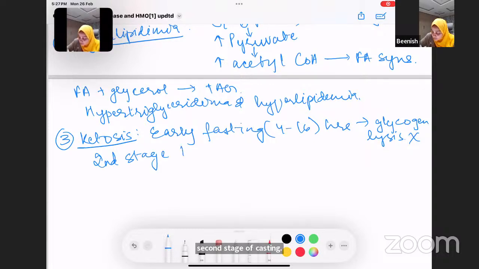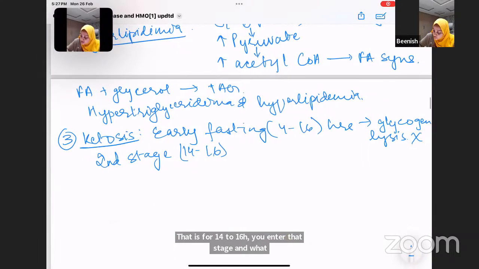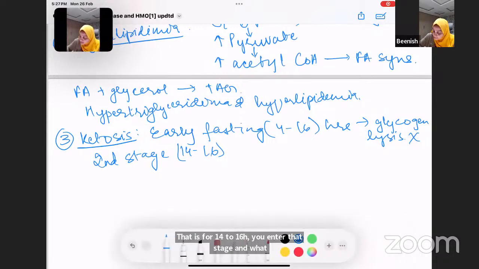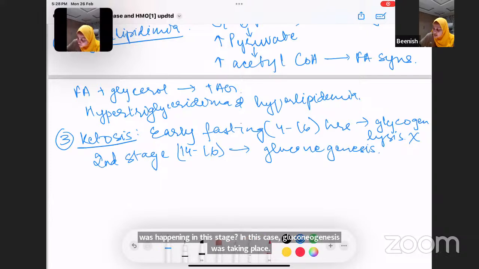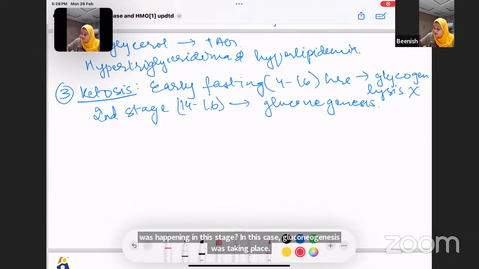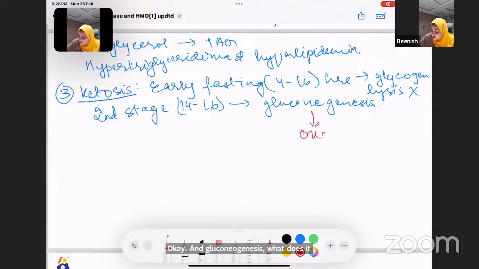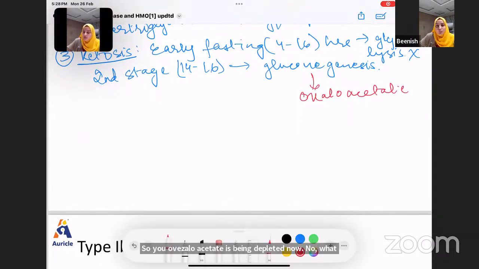That is from 14 to 16 hours. You enter that stage. And what was happening in this stage? In this stage, gluconeogenesis was taking place. And what does gluconeogenesis need? It needs oxaloacetate. So your oxaloacetate is being depleted now. Now what happens? The body still needs energy. What will happen?